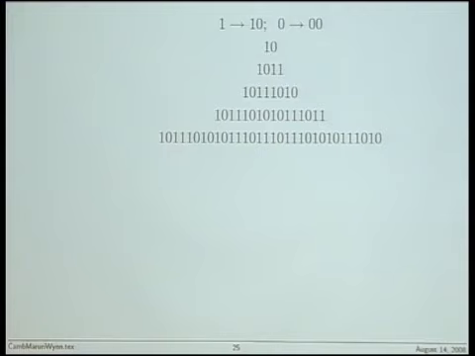You start out with 1, 0. Wherever you see a 1, you replace it by 1, 0. Wherever you see a 0, you replace it by 0, 0. And you generate this sequence. This is obviously powers of 2.